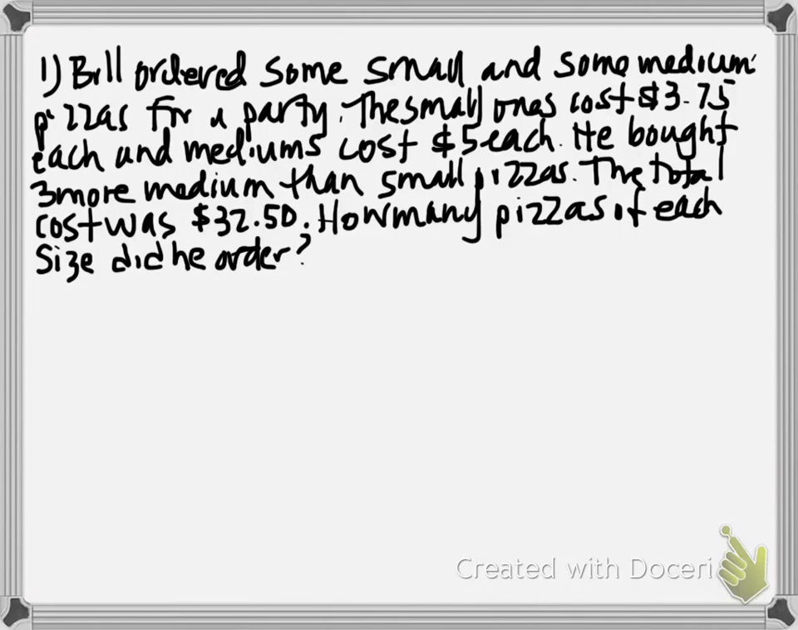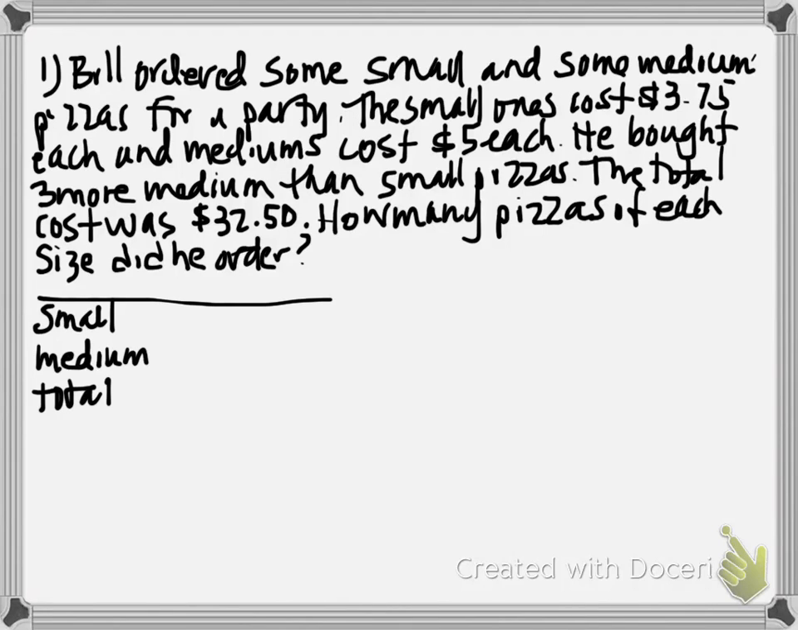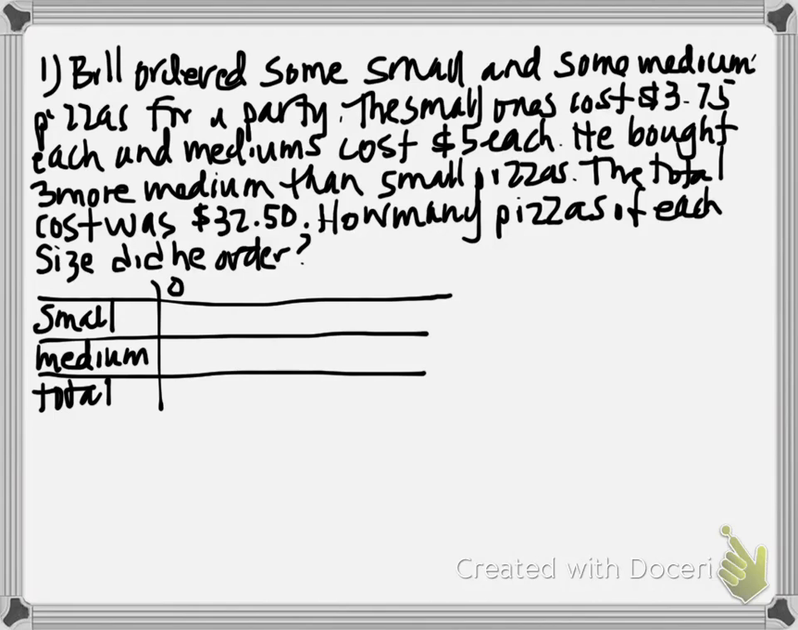Because we have 2 different kinds of pizzas, and because we're going to use a formula to help us get our answers, a chart is a really good way to keep things organized. So we're going to have small, medium, and we're going to add a different title here, total. And then we're going to talk about quantity, so how many, the cost of 1, and total cost.